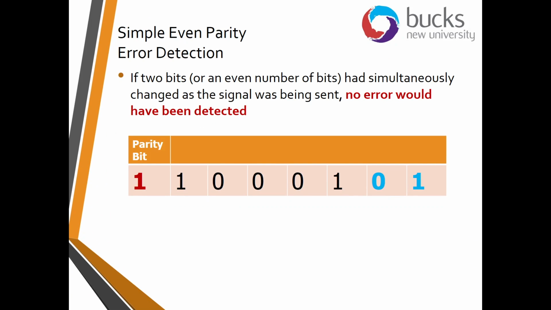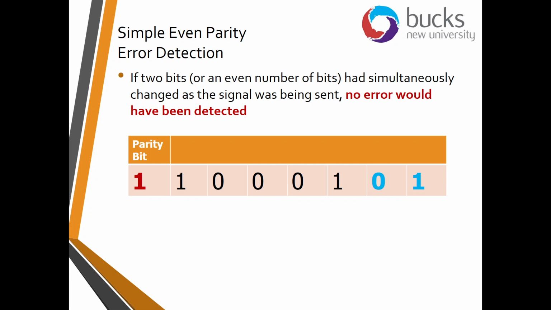So if 2 bits, or an even number of bits, had simultaneously changed as the signal was being sent, no error would have been detected. Now this is really interesting, because this is the big flaw within this simple parity checking system. So if 2 bits change, if they both flip, so the first bit flipped from a 0 to a 1, and the second bit flipped from a 1 to a 0, in that case, the data that comes at the other end appears to be without error. But we know, because we've just done it, we just flipped those bits, that there is an error that's been missed.